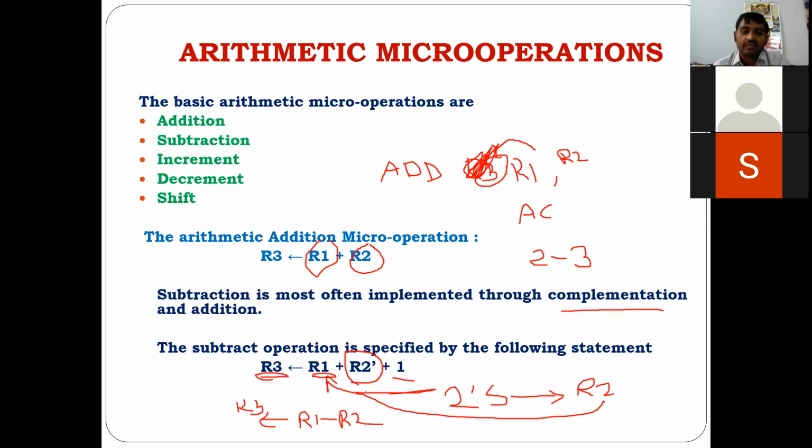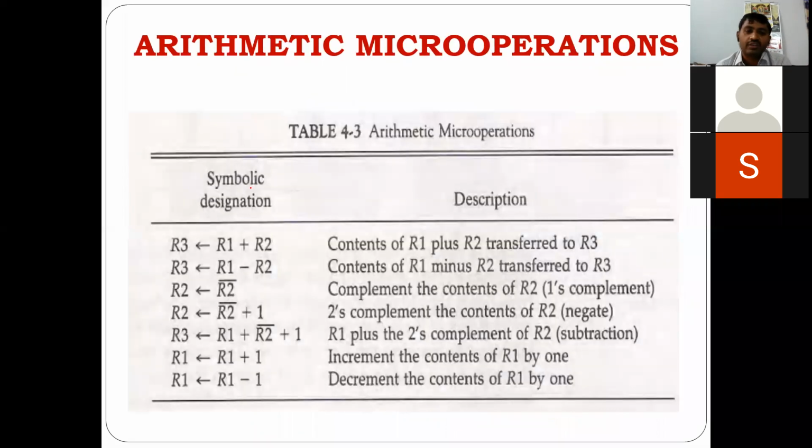So addition and subtraction are very simple. Anybody can see it. Coming on to a few more circuits, the arithmetic operations. See here, R1 plus R2 is saved here. So the contents of R1 plus R2 are transferred onto R3. Similar to that, the contents of R1 minus R2 are transferred onto R3.